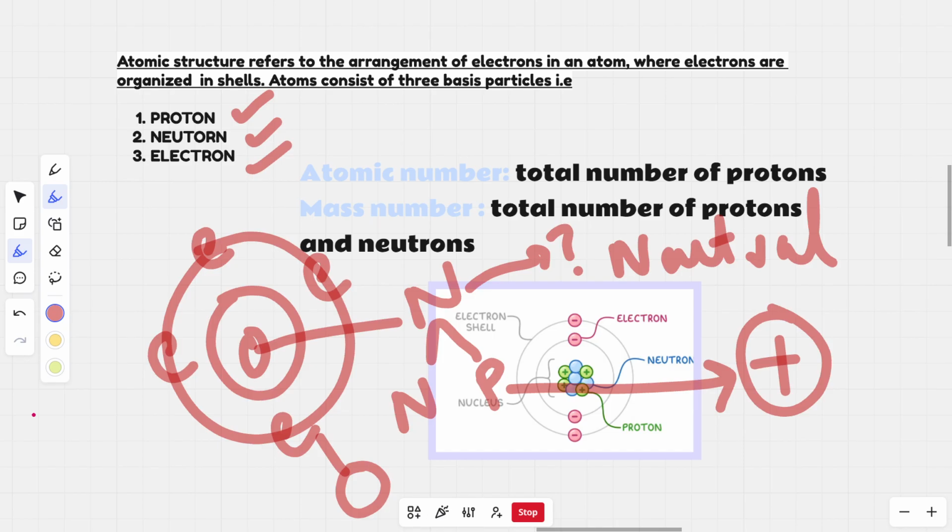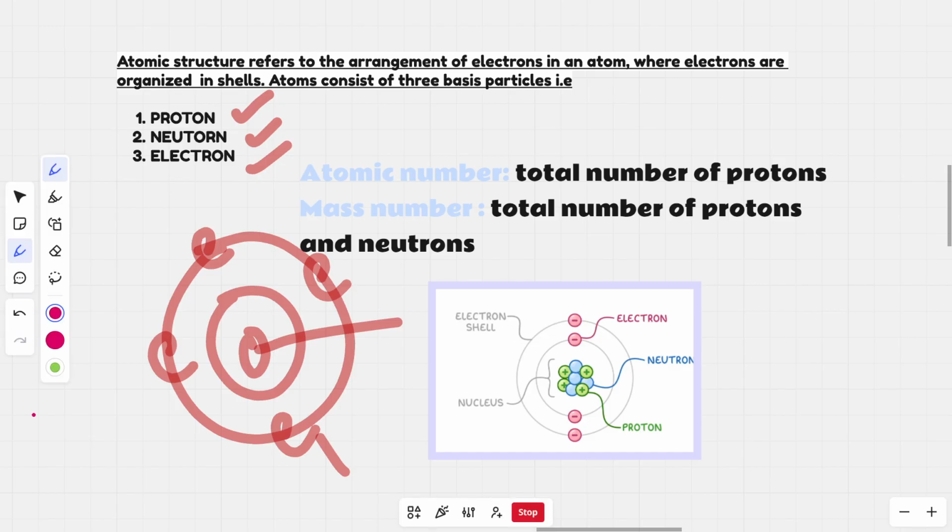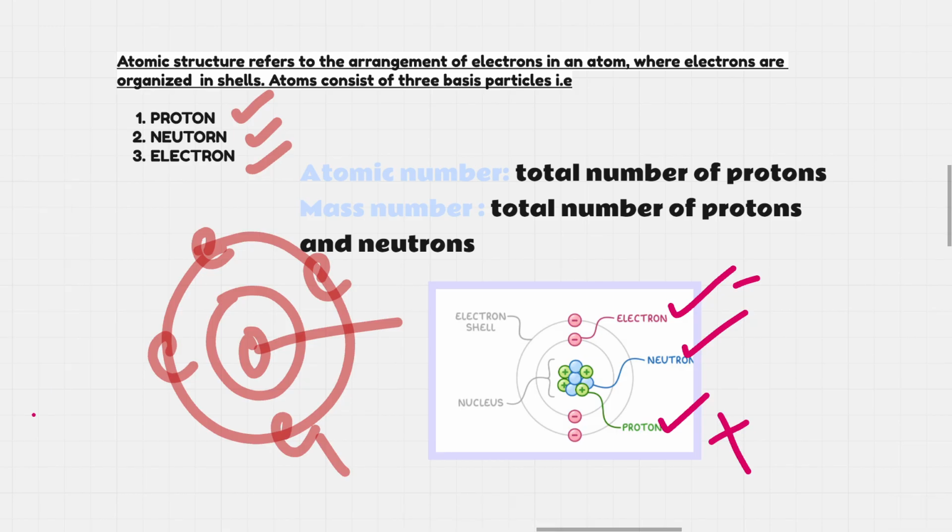Okay, as you can see pictorially over here, if I remove all of the writing, we have a diagram where electrons are negatively charged, neutrons are neutral, protons are positively charged. Okay, now what is an atomic number? The total number of protons.